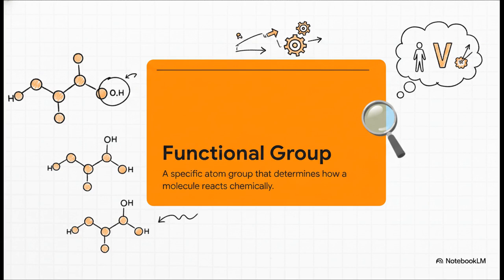Look at it this way. If the carbon backbone is the noun, the functional group is the verb. It does the action. For instance, an OH group makes a molecule an alcohol, and it's going to act like an alcohol, whether it's a tiny little molecule or a massive complex one.